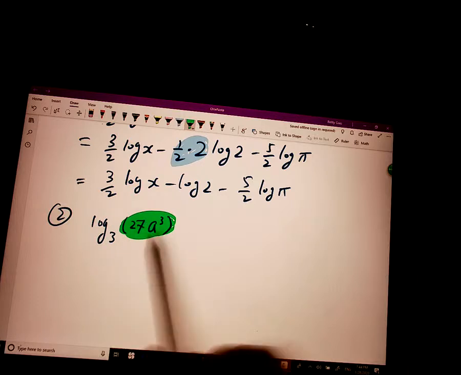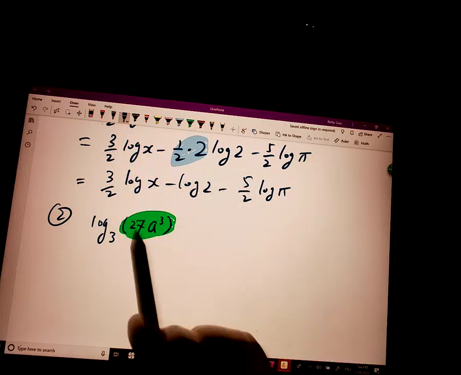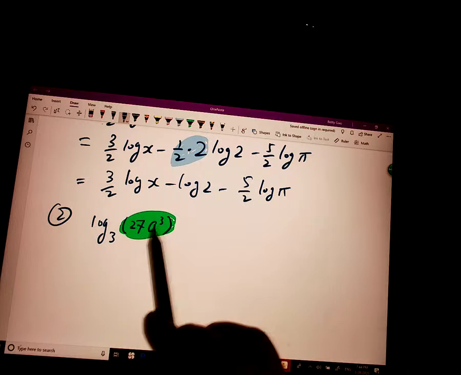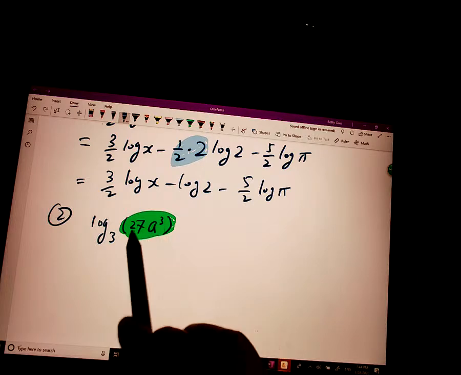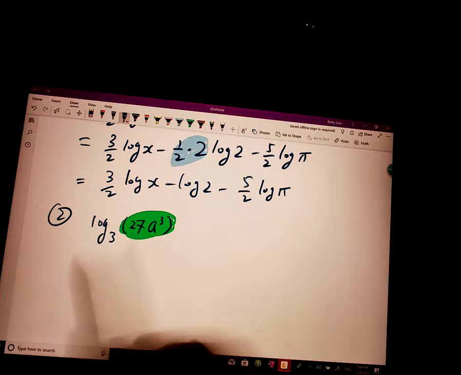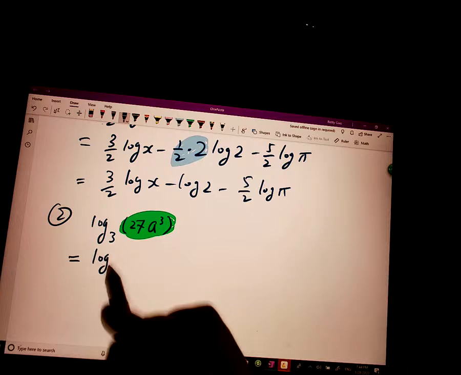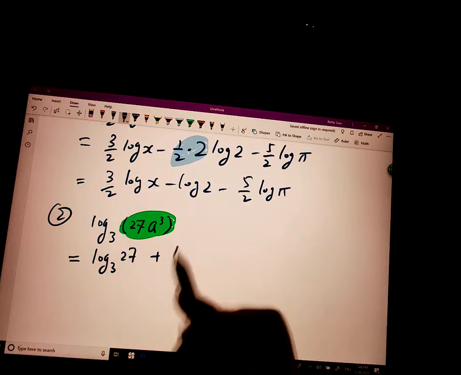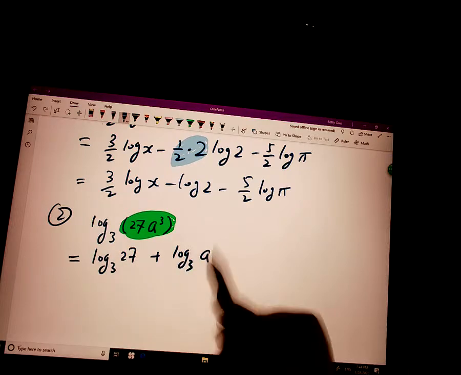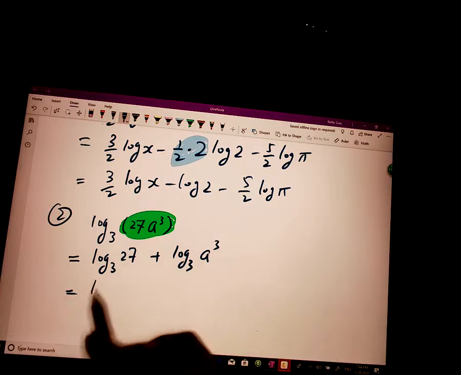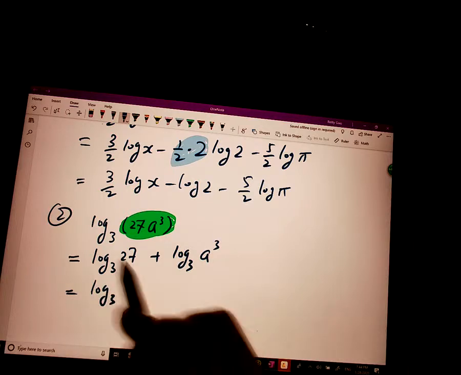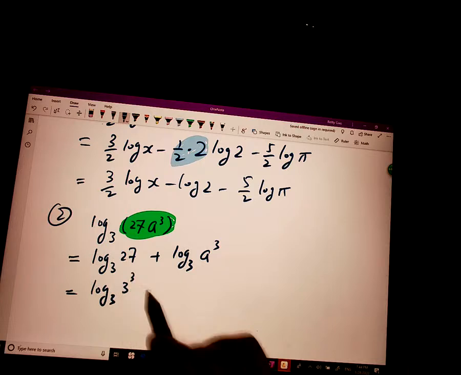That is a product, okay? 27 times a cubed. The cube is on the shoulder of a. The cube doesn't work on 27. So it's a product, and we're going to apply the product rule: log base 3 of 27 plus log base 3 of a cubed. We know 27 is 3 cubed, right?